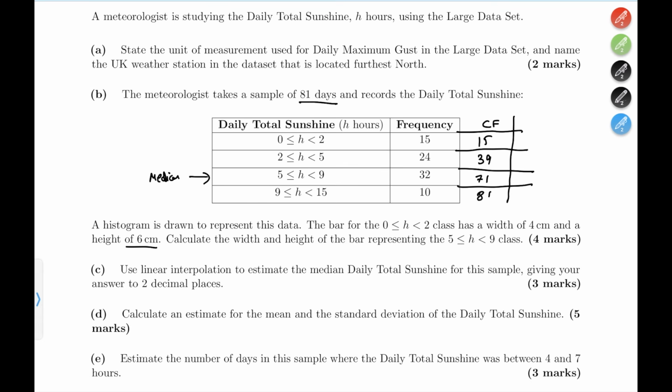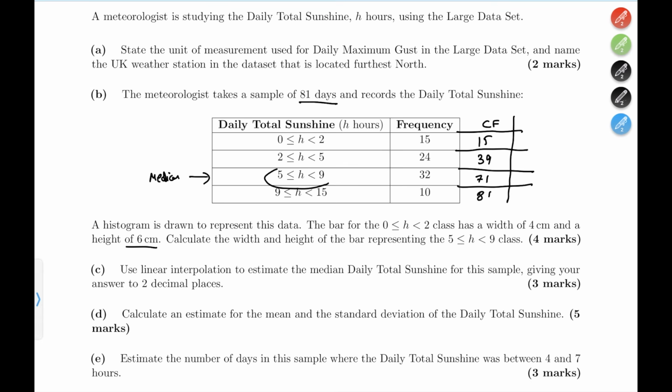We do expect it to be closer to 5. And you might be thinking, why is that? Well, let's look at the cumulative frequencies. Here we've got 15, and we've got 39 here. We know that the median is the 40.5th value, so we expect it to be very close to the start of this class, because if this one ends at 39, we're going to get to 40.5 very soon.